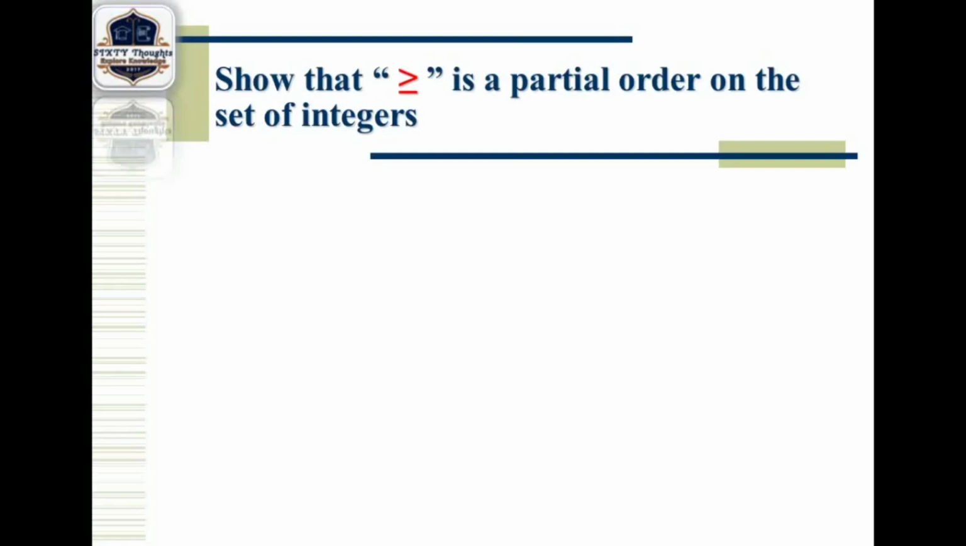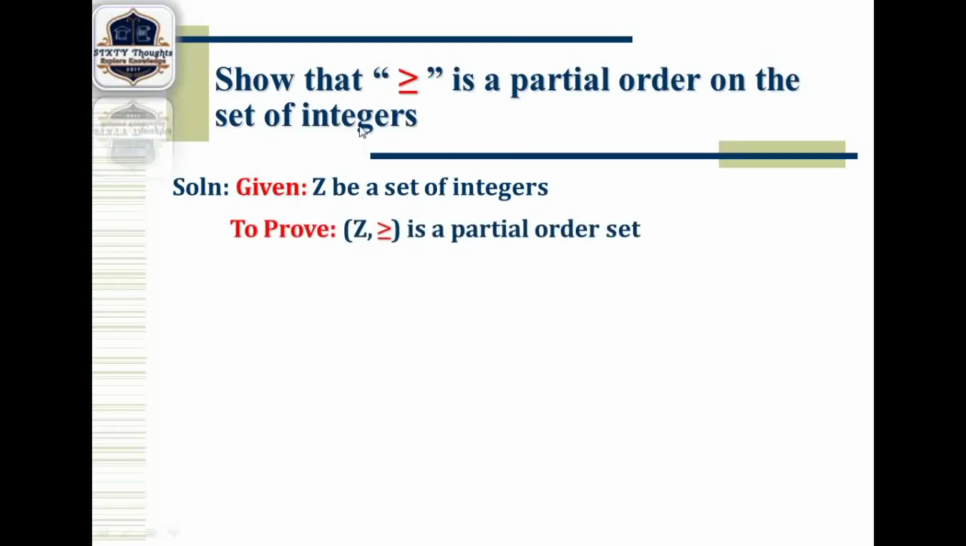So what is given? Let Z be the set of all integers. Here they have given the set of integers. So we consider R equal to the greater than or equal symbol. What is our target? We have to prove that Z comma R is a partially ordered set, which is of the form S comma R, right? S is nothing but Z, the set of all integers. R is nothing but greater than or equal. So we have to prove Z comma greater than or equal is a partially ordered set.